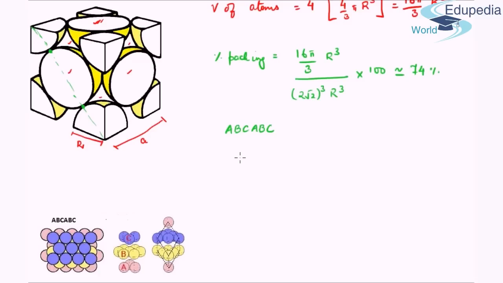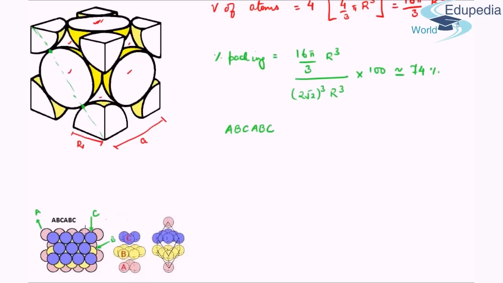Now let me give you an idea about what ABC packing or ABC stacking is. Here we have shown 3 layers. The pink layer is the bottom layer, which is layer A. The yellow layer is the middle layer, which is layer B, and the blue layer is the top layer, which is layer C.